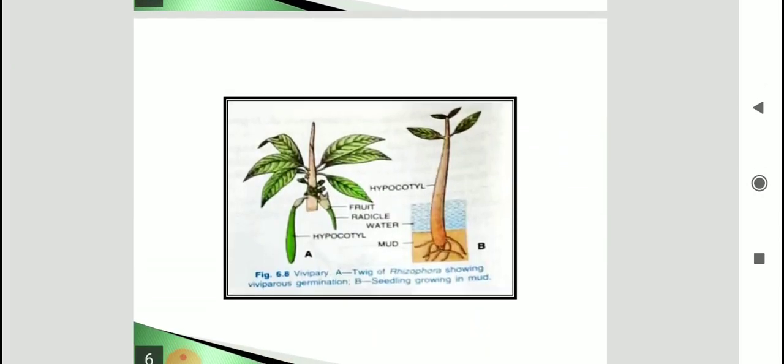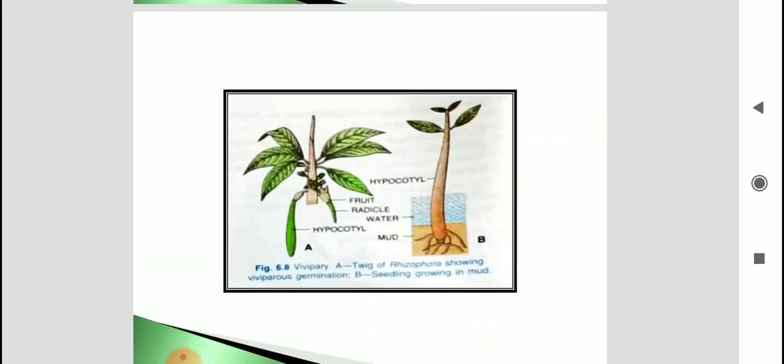Here we have the diagram of vivipary. You can see, children, how the radicle has emerged and it is still attached with the fruit, and the fruit is there on the parent plant. Now when the seedling is formed, it falls down, the roots get fixed in the muddy soil, and then the seedling develops. So there are two diagrams. With this we come to an end of the types of germination.